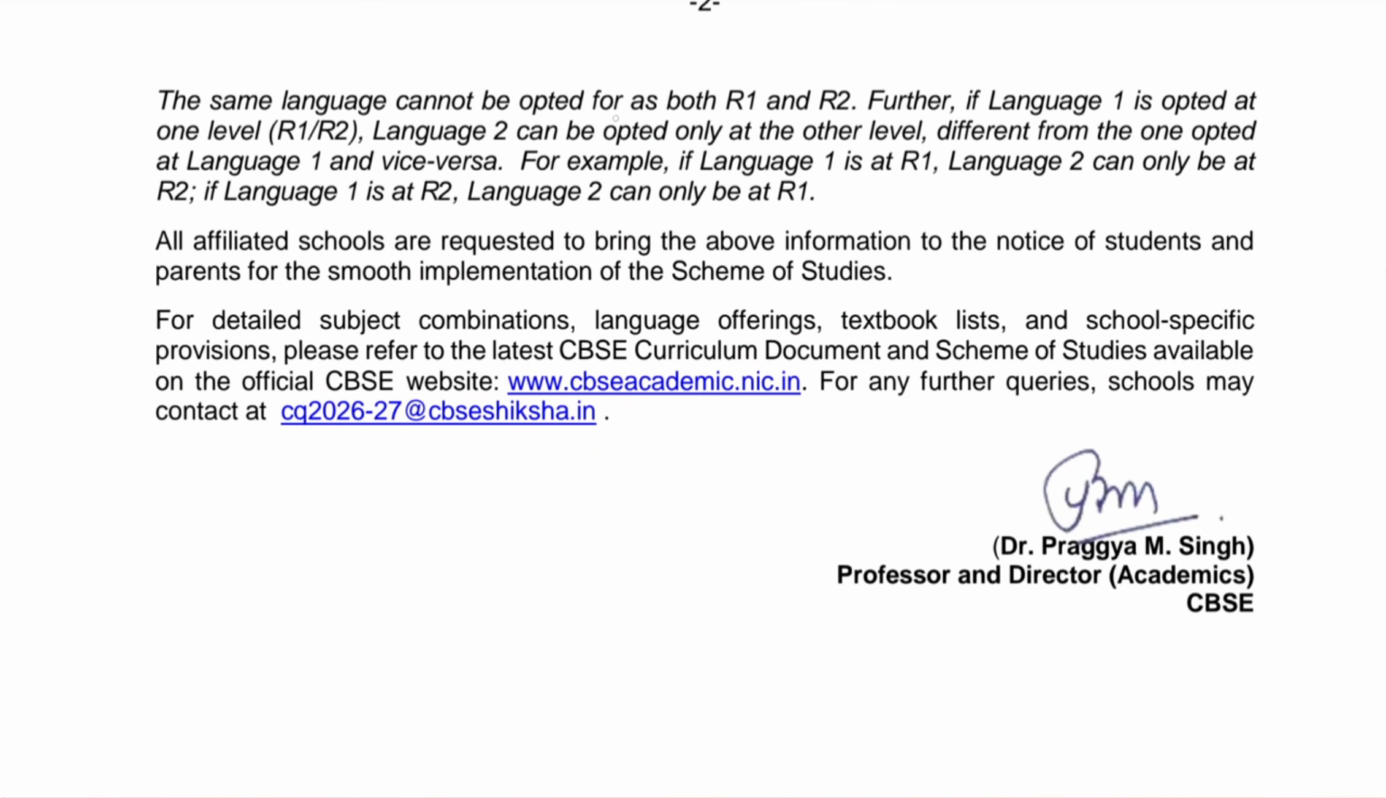The same language cannot be opted for both R1 and R2. You cannot choose Sanskrit 2 times as well as Hindi 2 times, R1 as well as R2. No, 2 different languages you need to opt. If language 1 is opted at one level, language 2 can be opted only at the other level. Here one example is also given, like if language 1 is at R1, language 2 can only be at R2, and if language 1 is at R2, language 2 can only be at R1. So all the schools are requested to bring this above information to the notice of students and parents for smooth implementation of the scheme of studies.